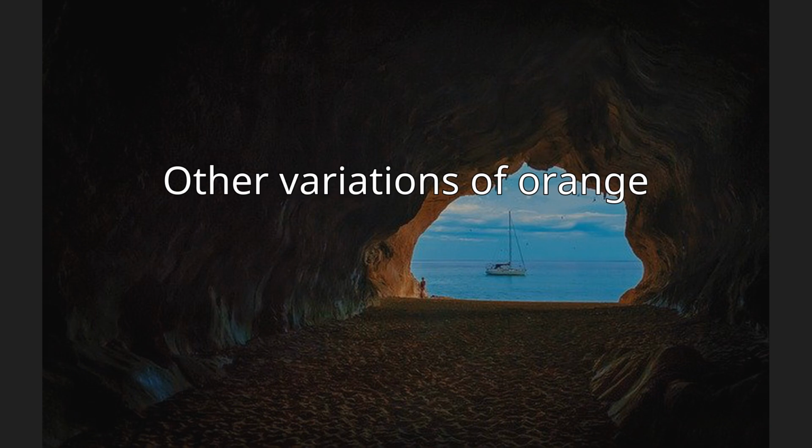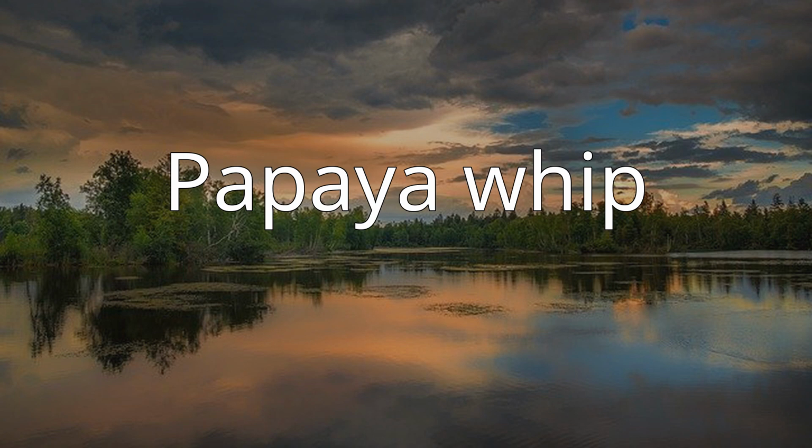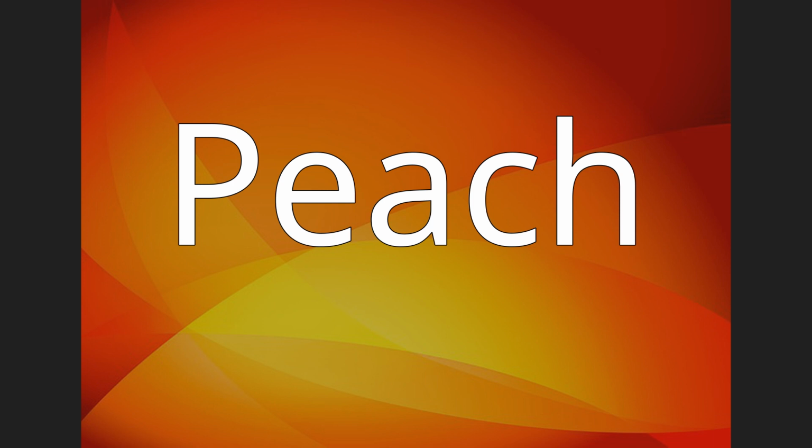Other variations of orange. Papaya whip. The web color papaya whip is a pale tint of orange. It is a representation of the color that would result if mashed papayas were blended with vanilla ice cream, whipped cream, or yogurt. Peach.